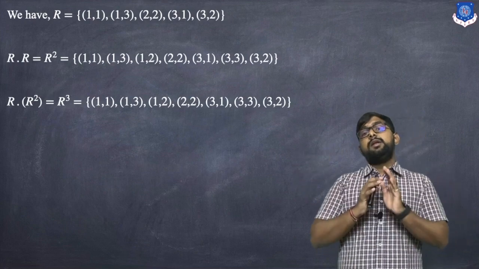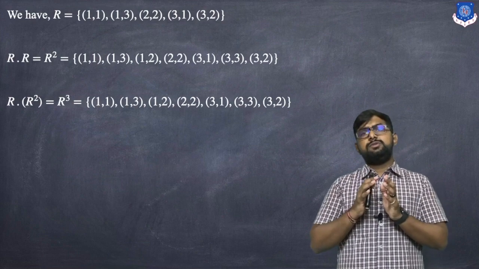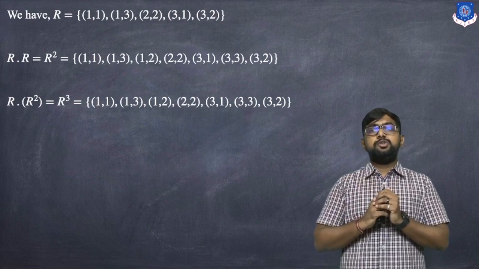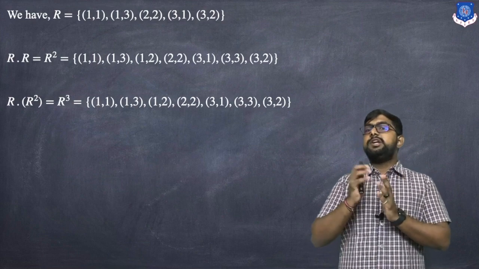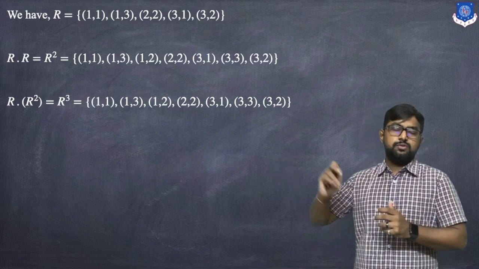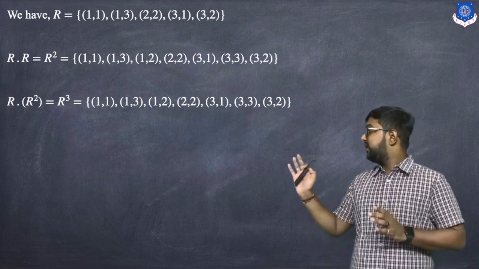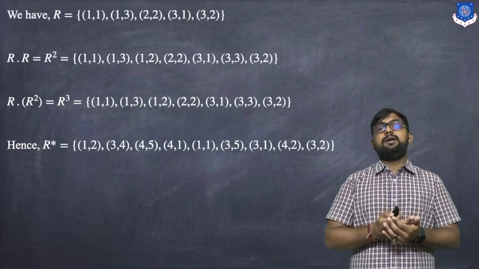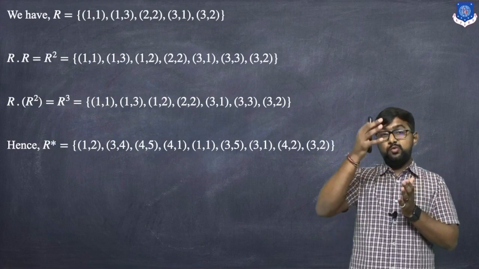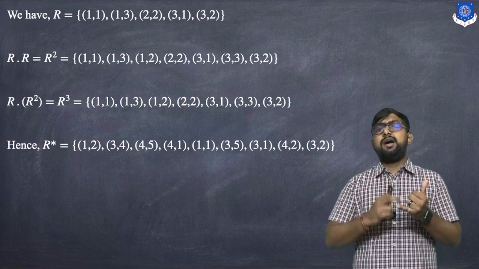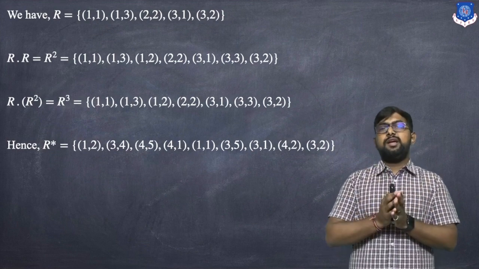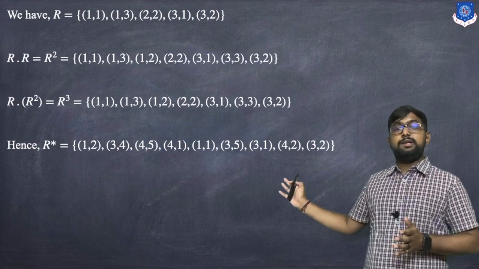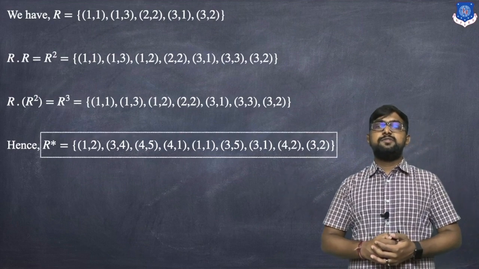Now then (3,2). So (3,2), and in R square 2 is related to 2, so (3,2) is also there. So this is how you can calculate R cube. Now here, R star. What is R star? It is the union of all these three, that is R, R square and R cube. So if you take the union, then you will get this R star. So this is the final answer.